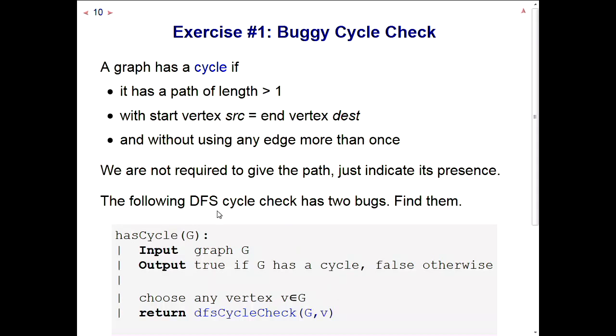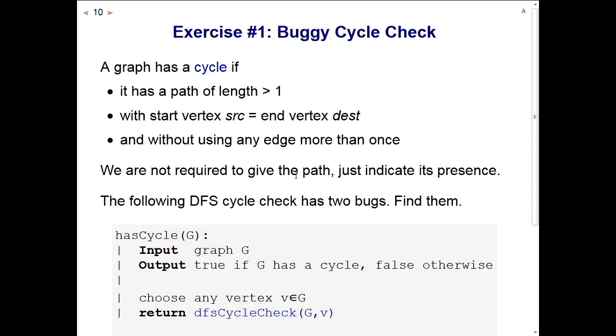Now, to remind you, a graph has a cycle if we can find a path of length greater than 1, where we start with the vertex source and we end with the exact same vertex. So the starting vertex source is the same as the end vertex destination. Think of that triangle. It's a very simple example of a cycle, without using any edge more than once, which we do in our triangle.